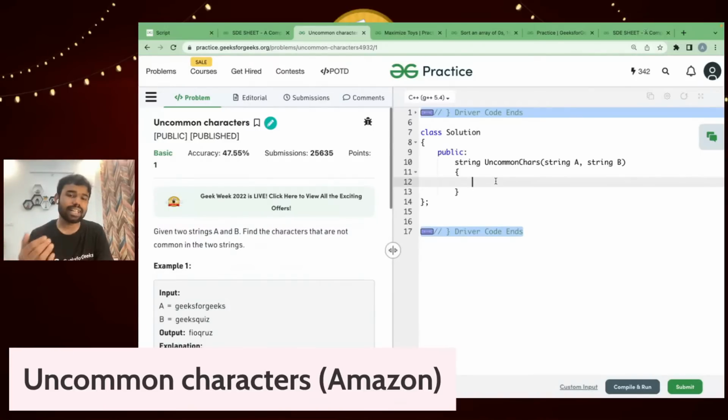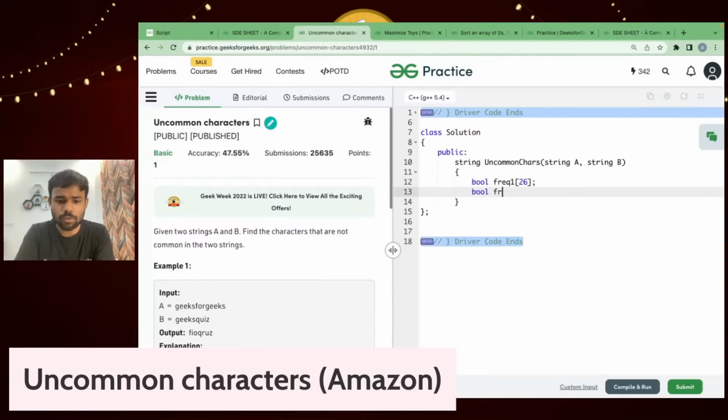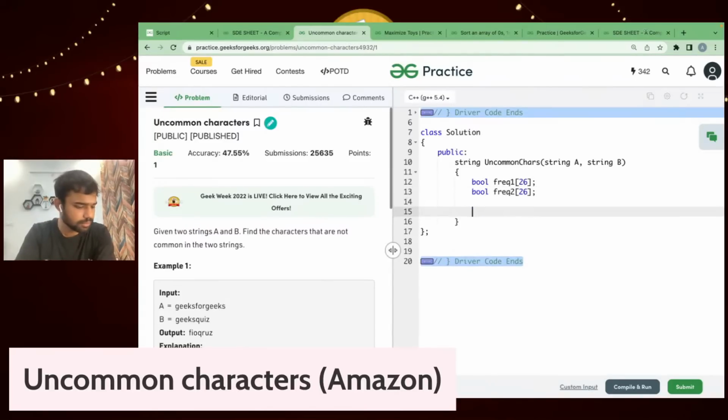A map will take somehow that much. Let's take an array. So let's take a boolean array, boolean frequency 1 of size 26. Is it fine? And let's also take a boolean frequency 2 of size 26. Great. Now we will just iterate.